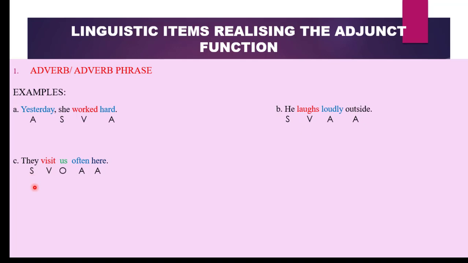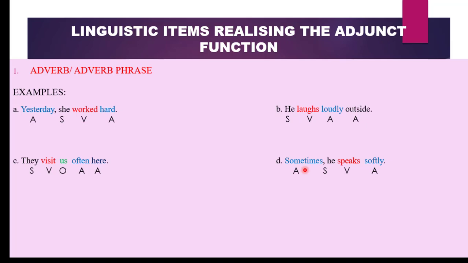To the next sentence, they visit us often here. Two adjuncts after the object. Often gives us information about how frequent the action occurs. So this is an adverb of frequency. Then we have information about where the action occurs. So we have an adverb of place over here, which is also functioning as our adjunct. So how many adjuncts do we have? Two adjuncts. So we have the sentence pattern SVOAA.